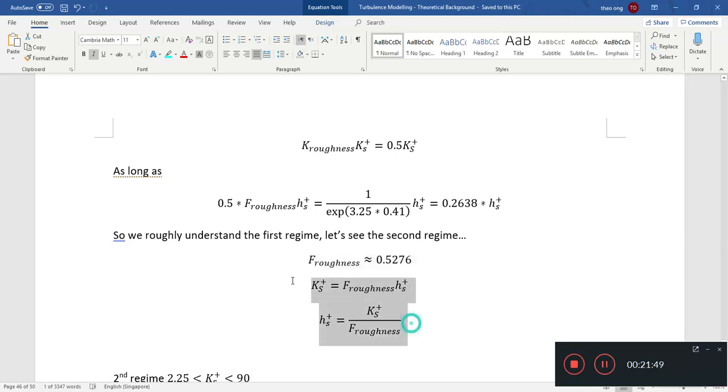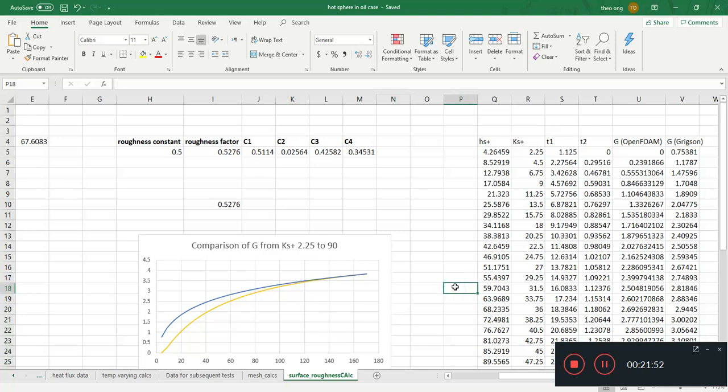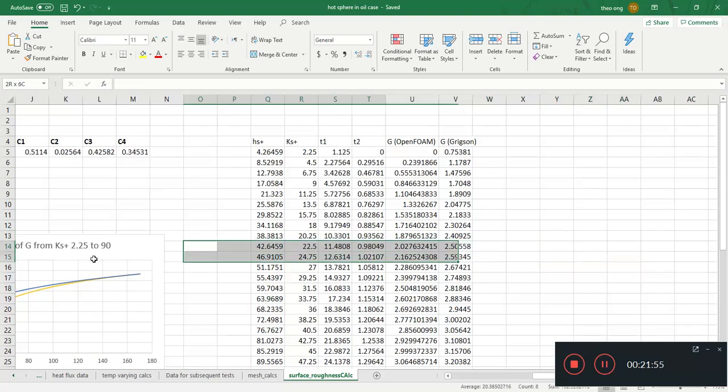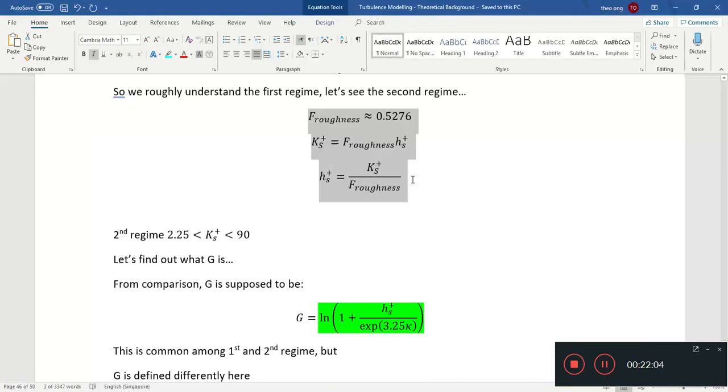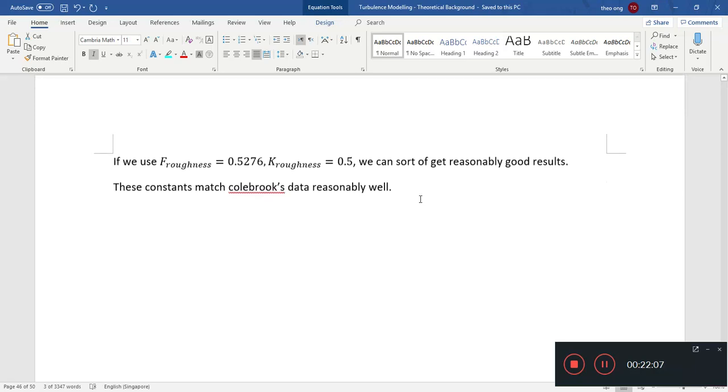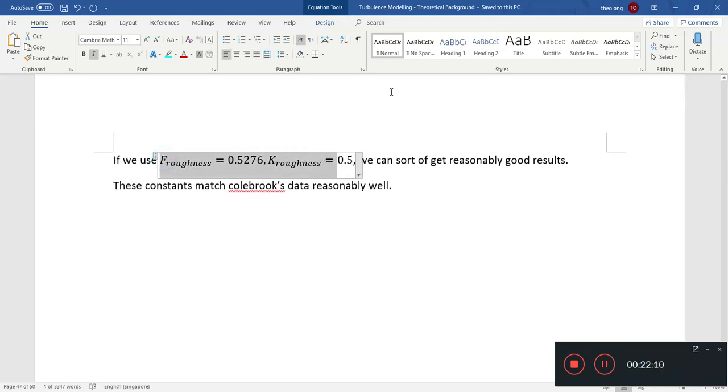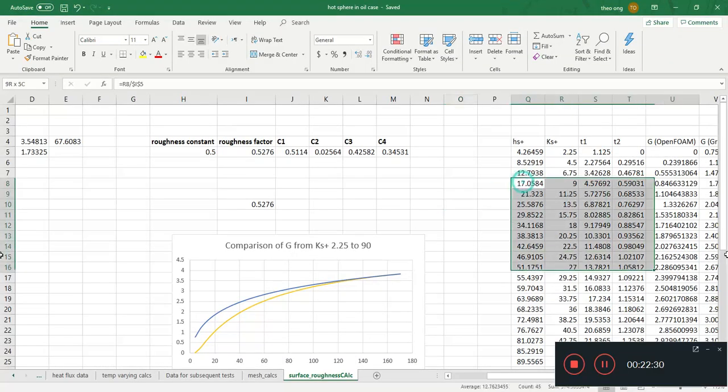So this is it for this video. Surprisingly, it matches pretty well. It's pretty satisfying to see the OpenFOAM data and Grigson data matching. So now you know how to tweak and calibrate your f roughness and k roughness to try and match different data sets. You can do that for your own wall function, and you can tweak it as you want. I've shown you how already, so hopefully this helps you when you are using wall functions to handle surface roughness. Okay, so that's all I have for you this video.